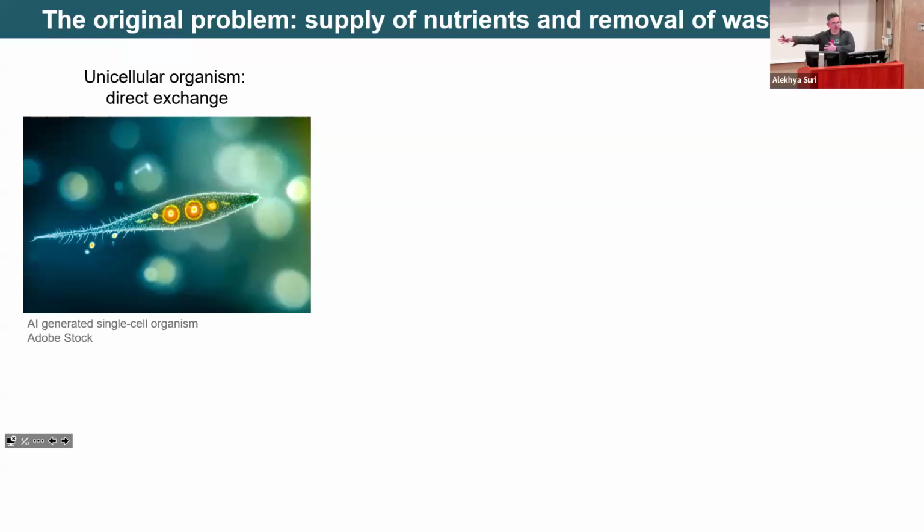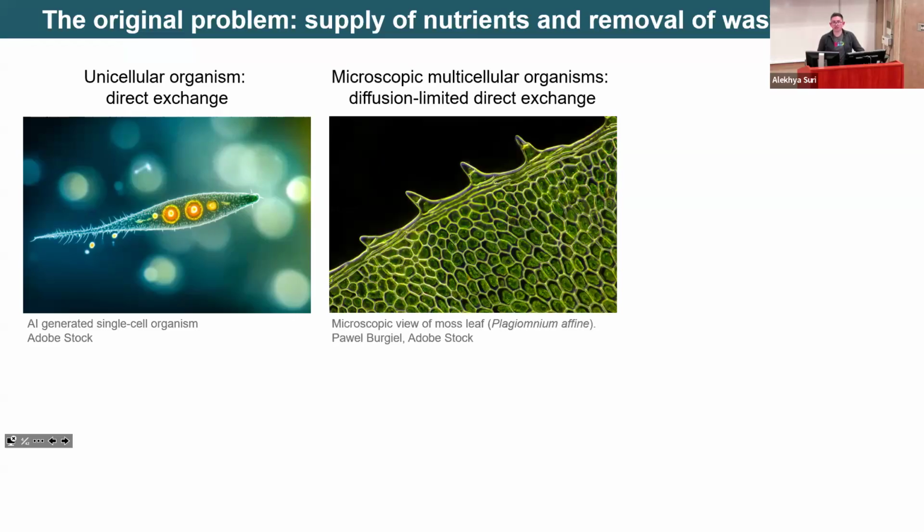So now let's move up a few 100 million years in evolution. We can move from unicellular organisms to multicellular organisms that are still microscopic, right? But here we have a few hundred cells, right? In certain cases, if the organism is multicellular but still small enough, the exchange can still occur between the environment and what we call the parenchyma. So this is actually a moss leaf, right? So a plant.